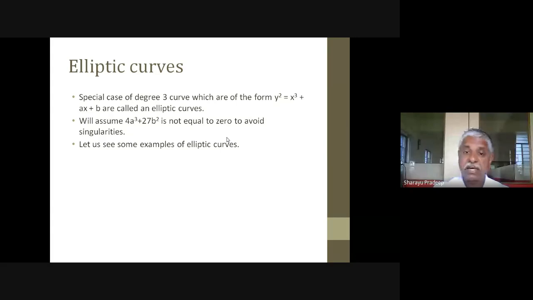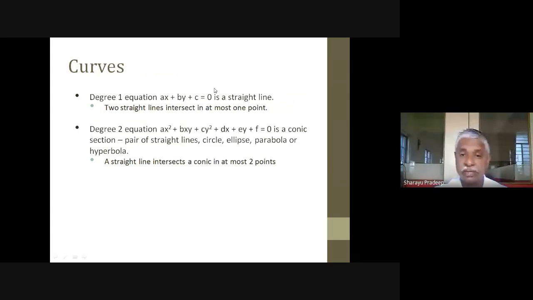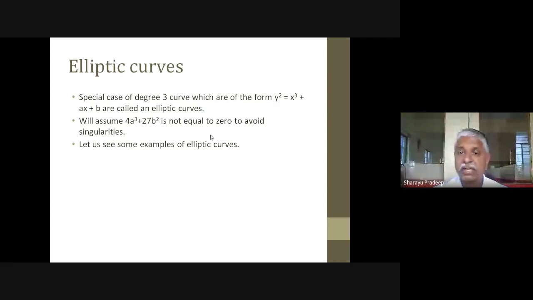Degree 3 curves, these are what are known as elliptic curves. So initially we saw degree 1 curve is a straight line, degree 2 curve is a conic section. Both these we studied before our PUC, and now here is degree 3 curve, which we never studied. It's a beautiful topic of study in mathematics.